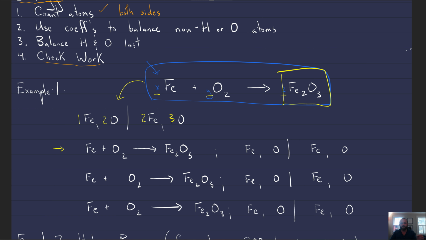Okay, so what could we put in X, Y, or Z to further balance the equation? Well, we're going to start with non-hydrogen or oxygen atoms. So, of course, that is iron. There's nothing else. Since there's only one iron on this side, we'll just put a 2 right here, right?